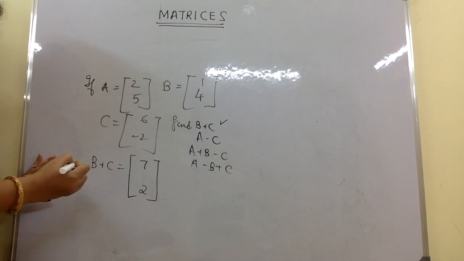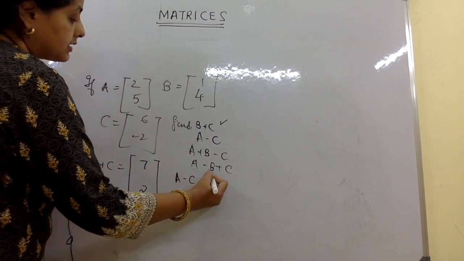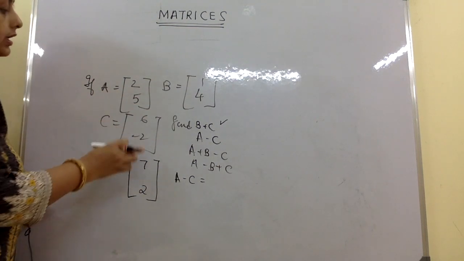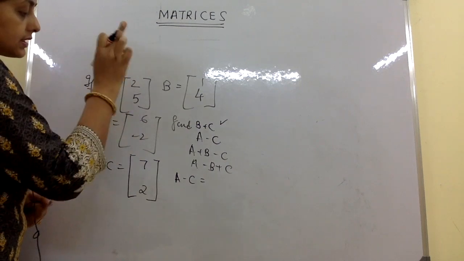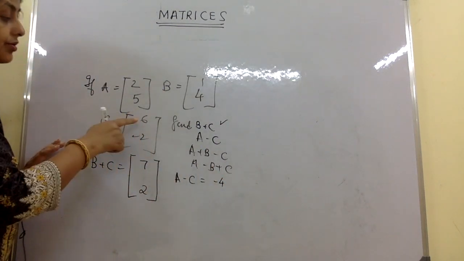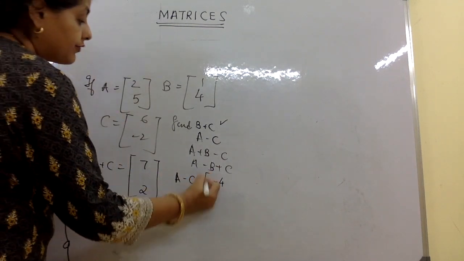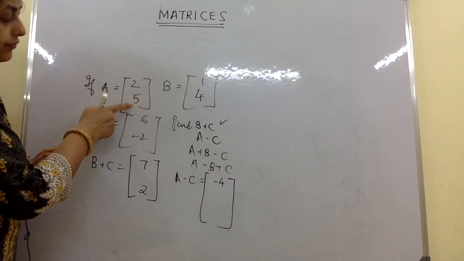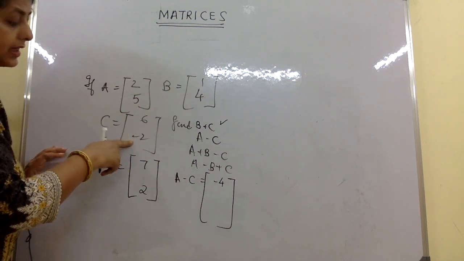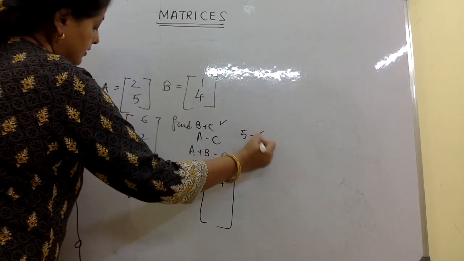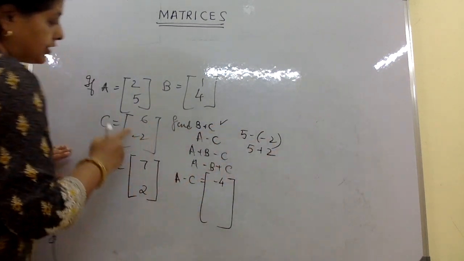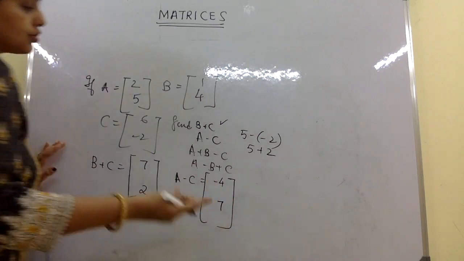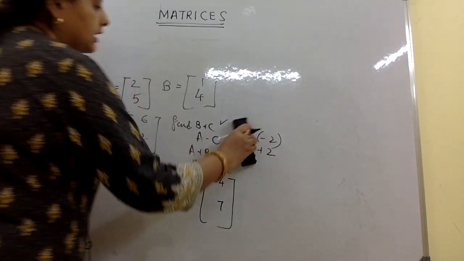A minus C. Now A is here, minus C. Don't do the other way around simply because 6 is bigger. If they have told A minus C, it is 2 minus 6, which is minus 4. It shouldn't be 6 minus 2 and 4 and all. You have to follow the order correctly. Now 2 minus 6, that's minus 4. 5 minus 2, because it's A minus C, and that comes to 7. So we got A minus C also.